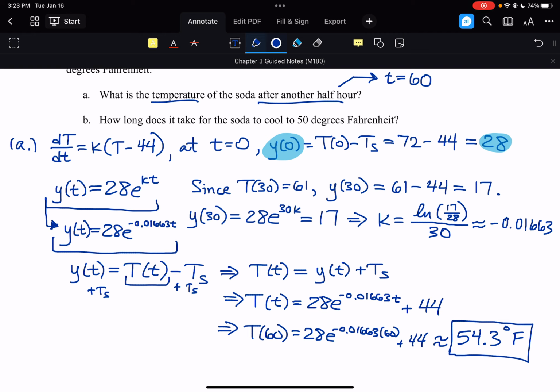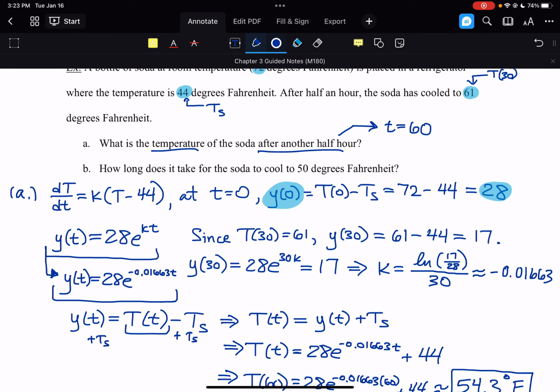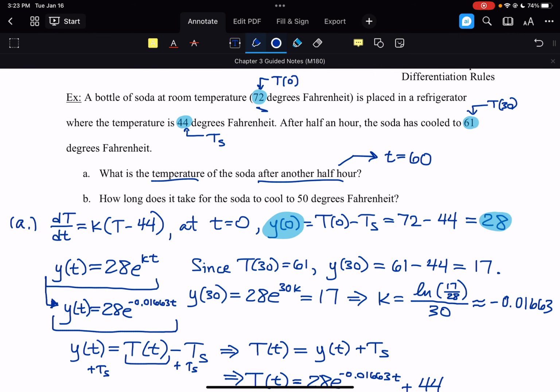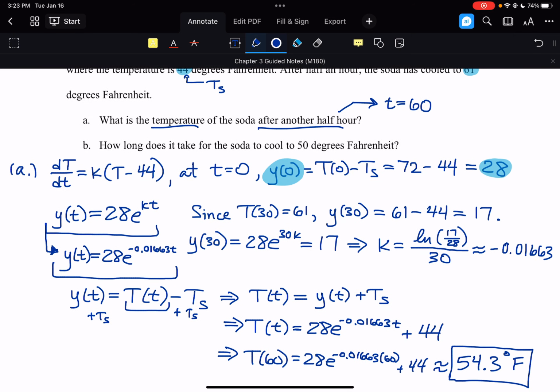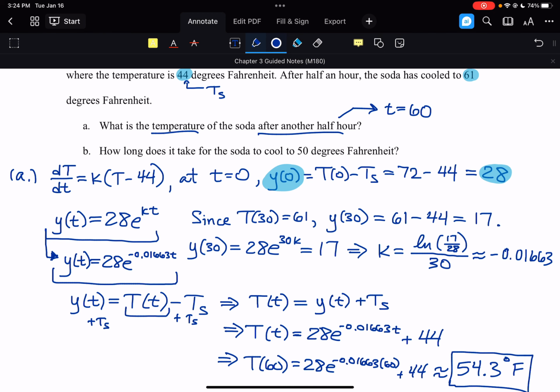So in the first half hour, the soda cooled from 72 degrees to 61 degrees. So it dropped 11 degrees Fahrenheit. From 30 minutes to 60 minutes, it dropped from 61 to 54.3, so a little less than 7 degrees Fahrenheit. So the rate at which the temperature is dropping is going down, right? It is still getting colder, but not as quickly as it was back when it was a warmer soda.